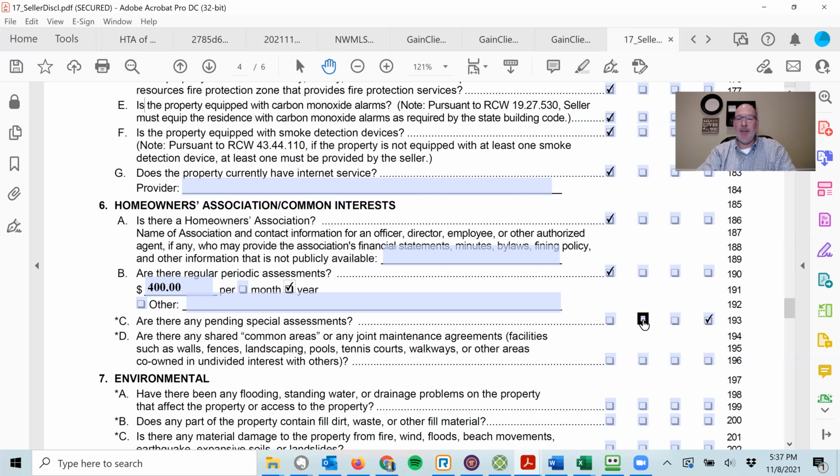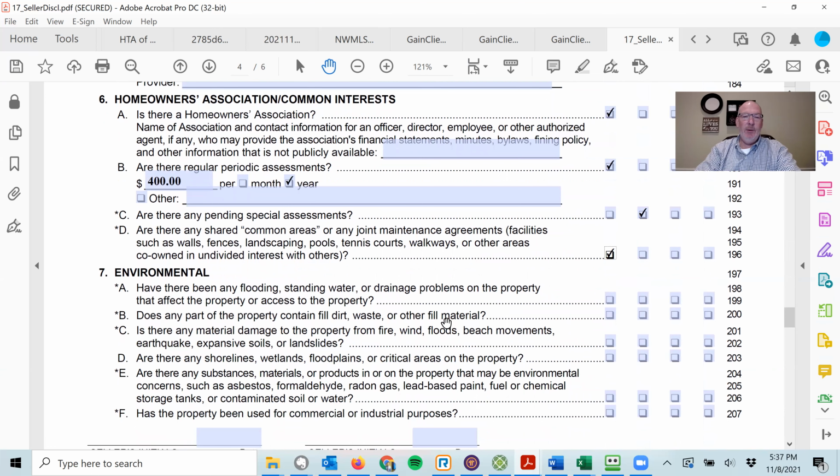Are there any special assessments? Hopefully the answer there is no. Are there any shared or common areas? Yep, mine there is, right? My example. Environmental, has there been any flooding? No. Does any part of the property contain fill dirt? They're probably going to say, I don't know.